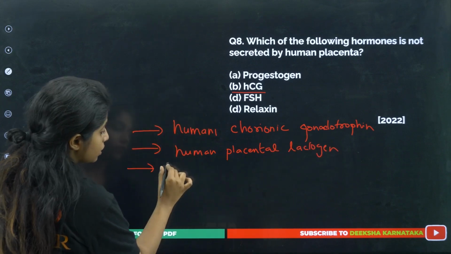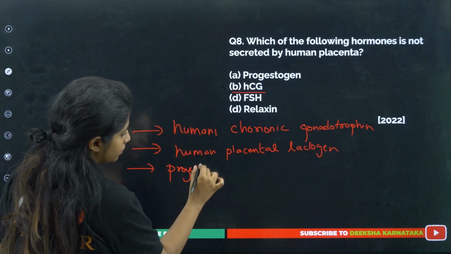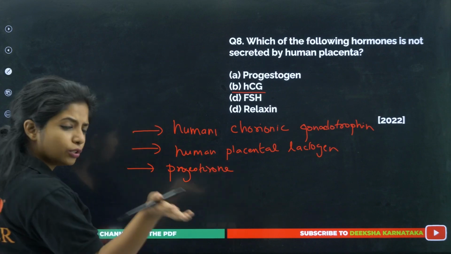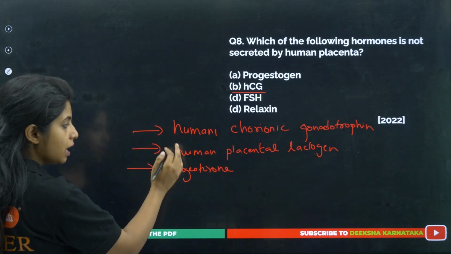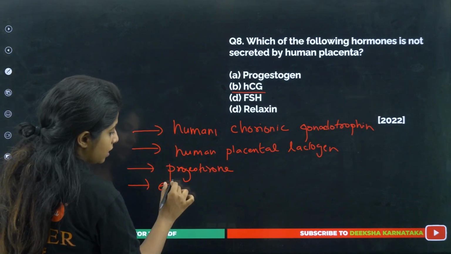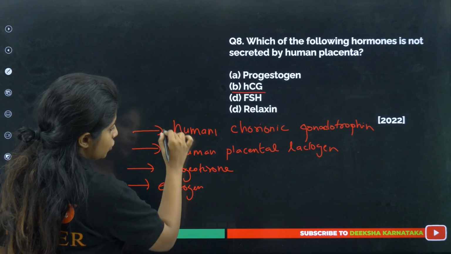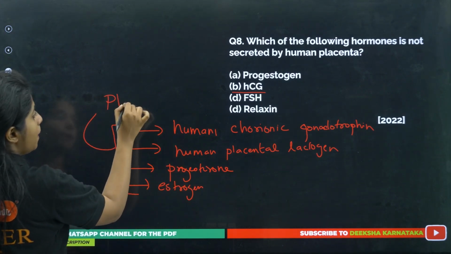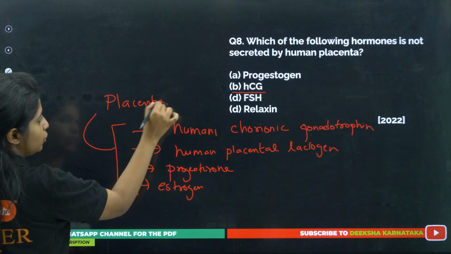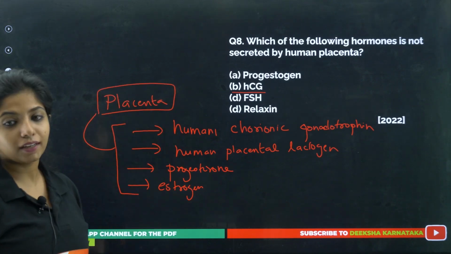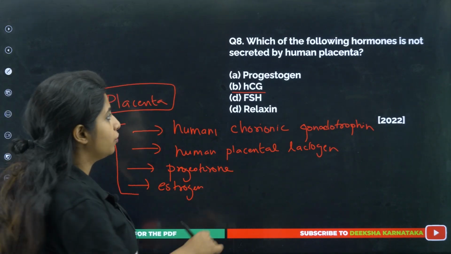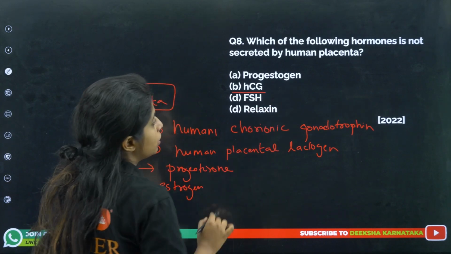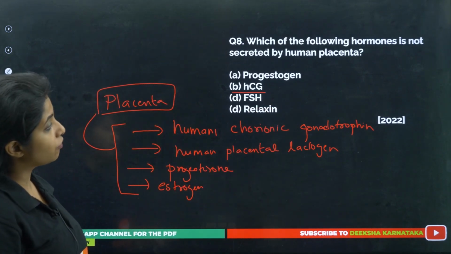Okay. Third is progesterone, which is usually released by the ovary also, but now the placenta is also releasing this. And then estrogen. So these are the 4 hormones that are exclusively released by the placenta. Please remember, any other hormone coming in this category would not be approved. Okay, so we have progesterone, we have HCG, we have FSH, we have relaxin.